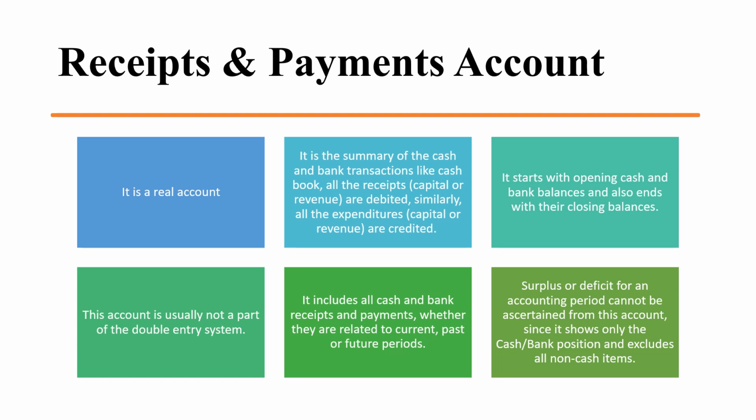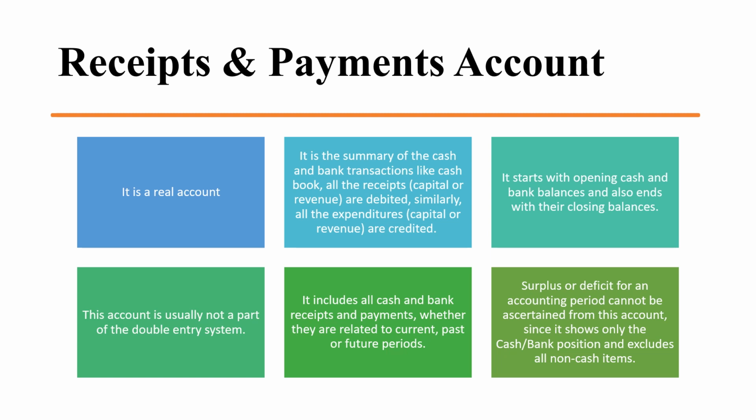Now, this account is usually not a part of the double entry system. It includes all the cash and bank receipts and payments, whether they are related to current, past, or future periods. This is an important point which we need to remember. The account includes all cash and bank receipts and payments, irrespective of whether they belong to the current year, next year, future year, or the previous year. If you have received, you debit it. If you have paid, you credit it, irrespective of which year it belongs to.